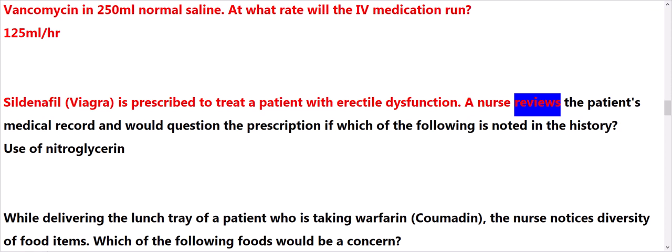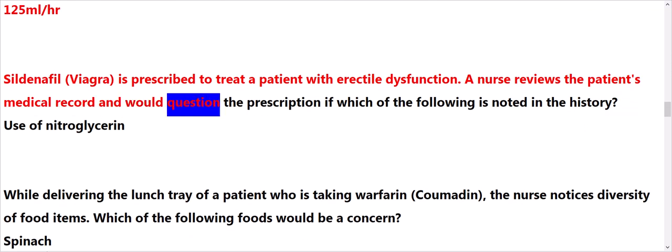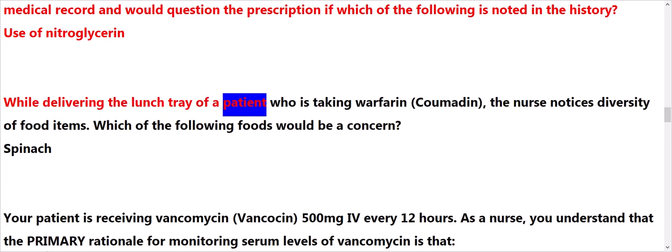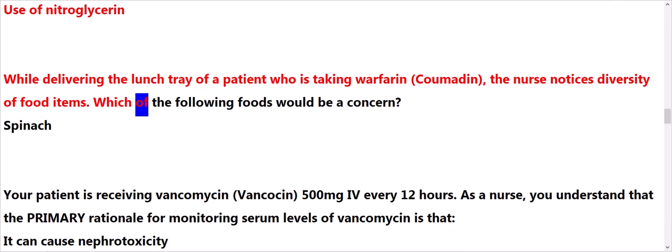Sildenafil, Viagra, is prescribed to treat a patient with erectile dysfunction. A nurse reviews the patient's medical record and would question the prescription if which of the following is noted in the history: use of nitroglycerin. While delivering the lunch tray of a patient who is taking warfarin, Coumadin, the nurse notices diversity of food items. Which of the following foods would be a concern?